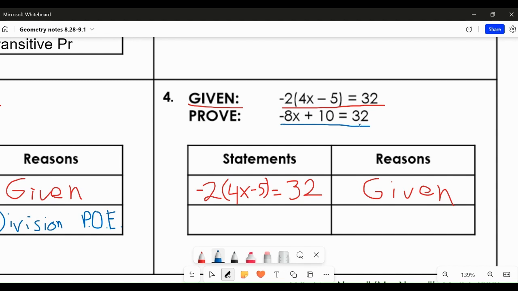So, what has changed? In the original part of this problem, they give us negative 2 outside and 4x and negative 5 inside. We no longer see the parentheses with our proved statement here, with this negative 8x by itself and this 10 over here. Now 32 didn't change, so this is still the same equation. But what changed? We don't see the parentheses, we don't see the negative 2, and our numbers inside have changed to a negative and a positive. The property we just did here is the distributive property.